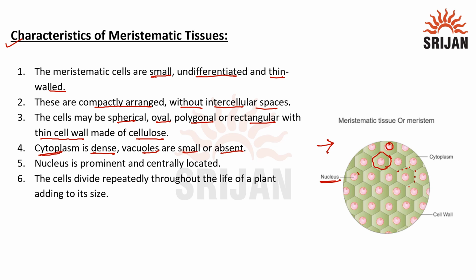Now, this nucleus is very prominent. You can see this nucleus is very prominent and it is located at the center of the cell. So, the nucleus is prominent and centrally located, and the cells divide repeatedly throughout the life of the plant, adding to its size. Since it is meristematic tissue, it will have the ability to divide, and as it is dividing, it would lead to the growth of the plant, resulting in adding to its size.